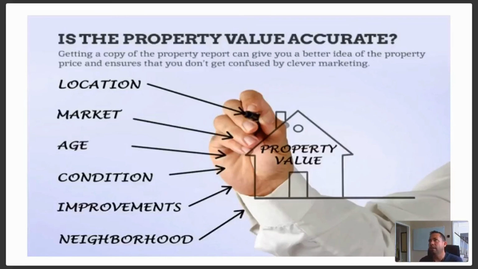The market. Actually, let's bounce from market and go to age. On the age, a lot of times let's say, for instance, the average house is a 3-bedroom, 2-bathroom, 2-car garage, about 1,500 square feet. That is our bread and butter. That is what most of America's first-time home buyers are looking for. 3-bedroom, 2-bathroom, 2-car garage, 1,500 square feet.